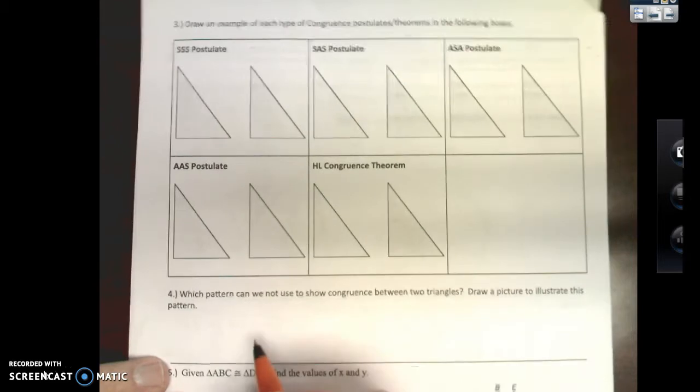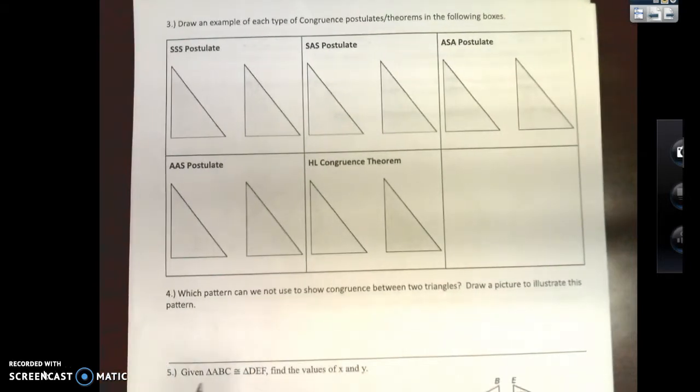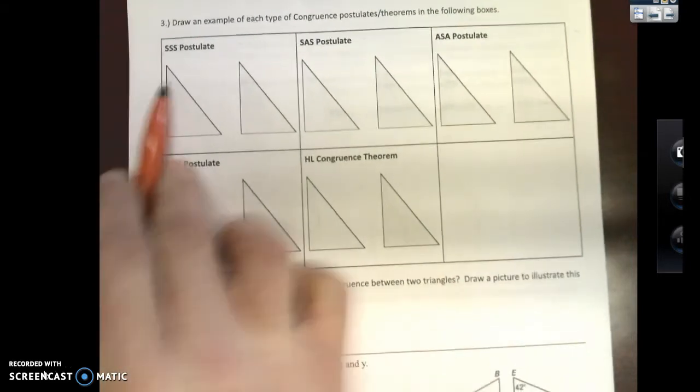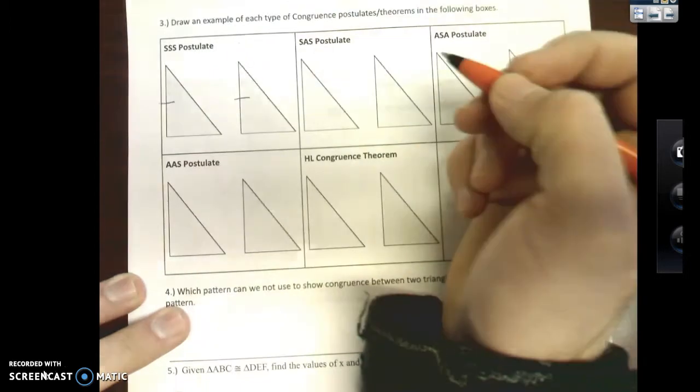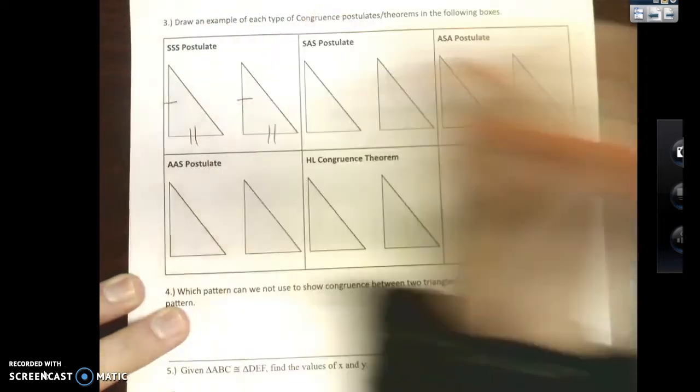Okay? Alright, on the back. So, you do need to know these postulates. I'm going to have them written on the test, like SSS, SAS. Hopefully you guys realize SSS stands for side, side, side. But what does it look like? Well, here's a side. There's another side.